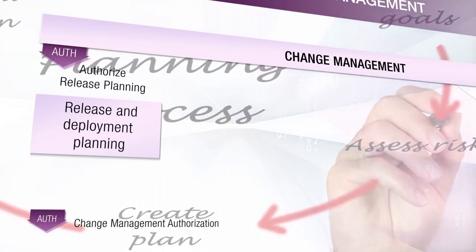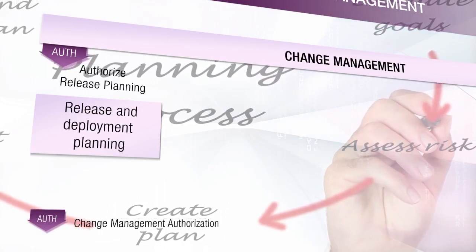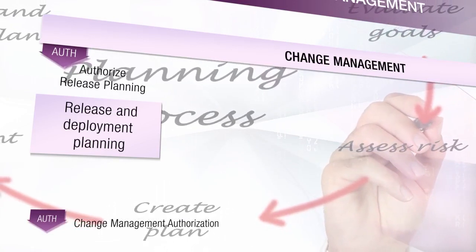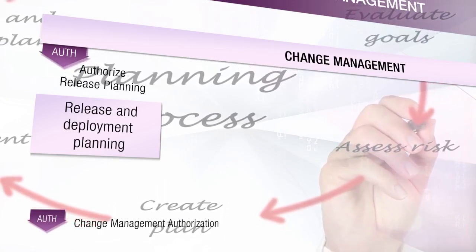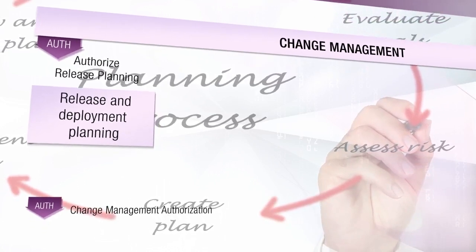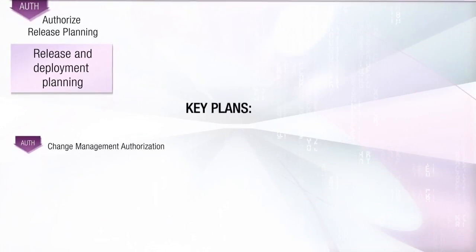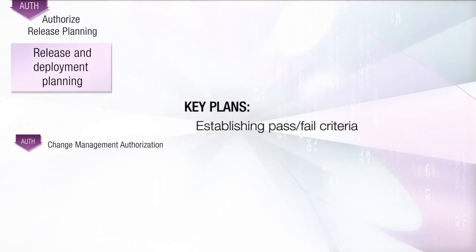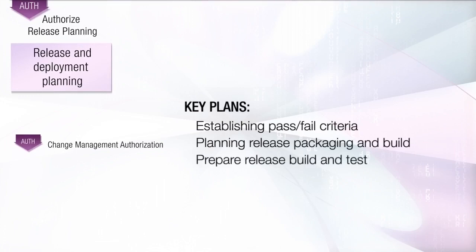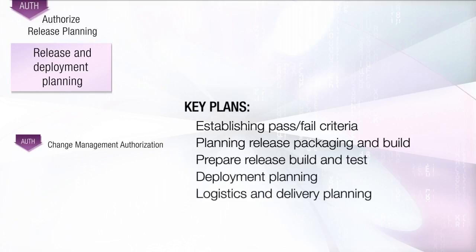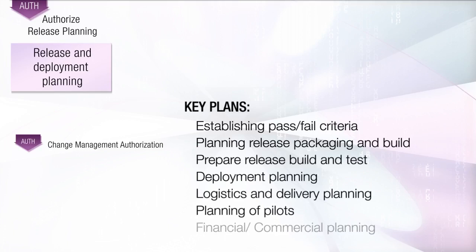The activities, though, are carried out as part of the release and deployment management process, and the service design coordination process will ensure that the plans are documented as part of the service design package. Key plans that would be considered here would include plans for establishing pass-fail criteria, planning the release packaging and build, preparing for release build and test, deployment planning, logistics and delivery planning, planning of pilots, financial, commercial planning.